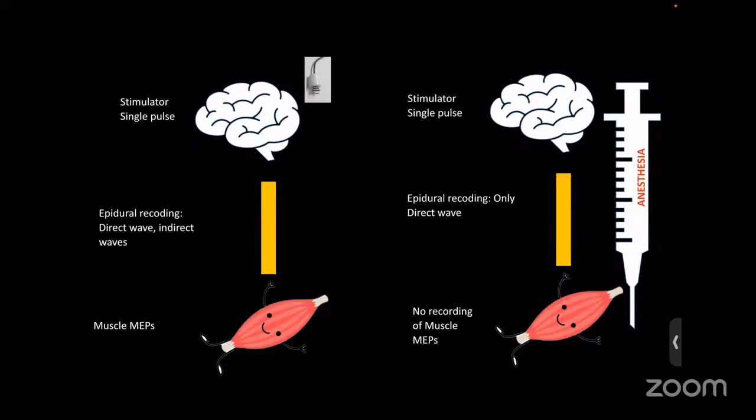So initially when MEPs were made, there was a single pulse stimulator, where a single pulse was sent down transcranially, and there was an epidural recording where you could see direct and indirect waves. This is the direct D waves, right? And then you could read the MEPs, but this was in a non-anesthetized patient. When this was tried under anesthesia, we could only read the one direct wave, and there were no readings for the muscle MEPs.